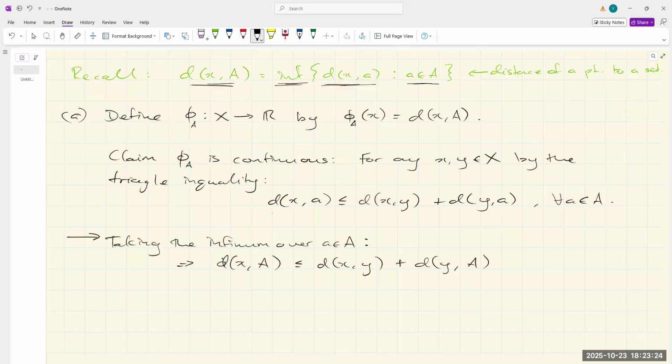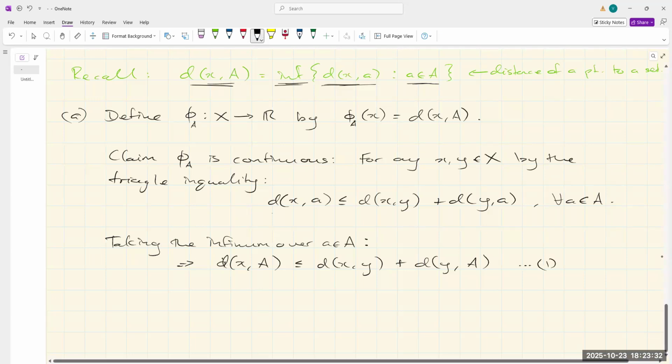Okay, so taking an infimum, we get this inequality, and I'll call this 1. Okay, and similarly, if we interchange x and y, or if you want to, you can think of it like interchanging x and y.